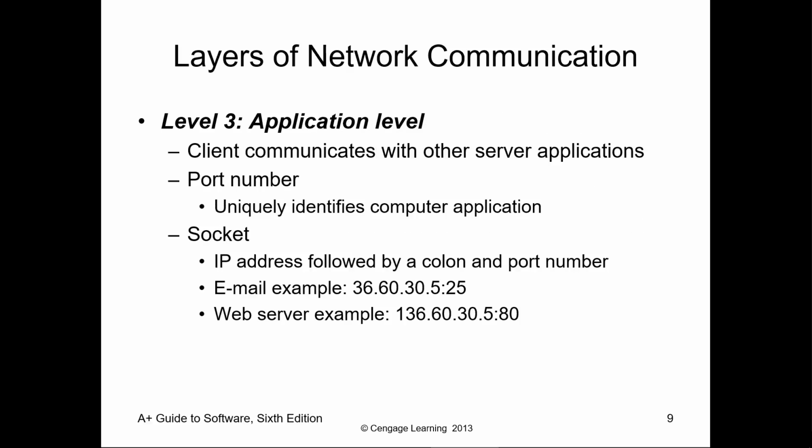Next, level 3 is our application level. This is what controls the client communication with applications, and they do that via a port number. A port number in general is a uniquely identifiable computer application number. So we could also think of it as a socket. If we have an IP address, we could follow it with a colon and our port number. For example, email uses port 25. If we want to look at web traffic, we could look at port 80 or port 443, because those are the ports that define web traffic.